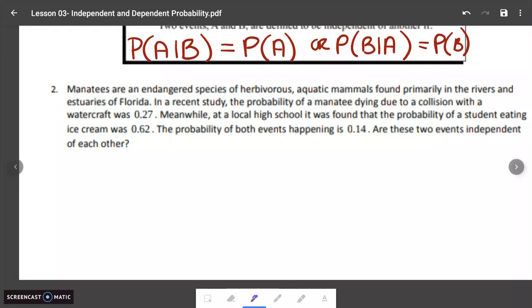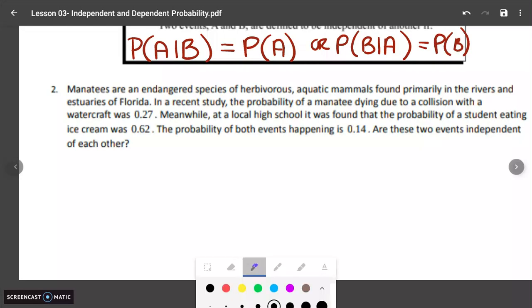So manatees are an endangered species of herbivorous aquatic mammals found primarily in the rivers of Florida. In a recent study, the probability of a manatee dying due to a collision with a watercraft was 0.27. Meanwhile, at a local high school, it was found that the probability of a student eating ice cream was 0.62. The probability of both events happening is 0.14. Are these two events independent of each other?